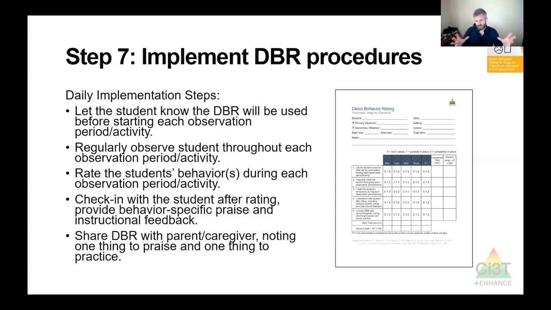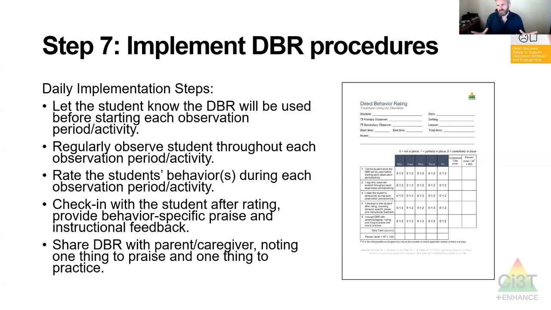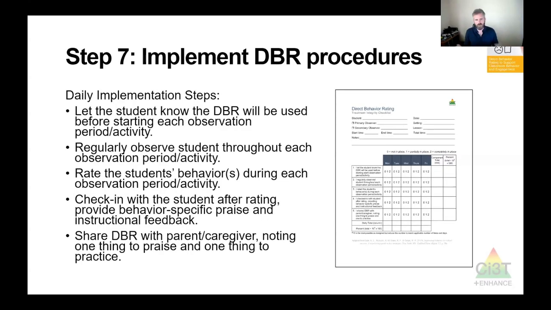We call this treatment integrity, basically saying, did I use this on a consistent basis? And we have a little check that you can print out. You could even print it on the back side of the direct behavior rating form. You could do it that way if you wanted to. And so basically it's going to help you to think through, what are the steps I need to do? I need to let the student know that the time period is starting before the observation starts.